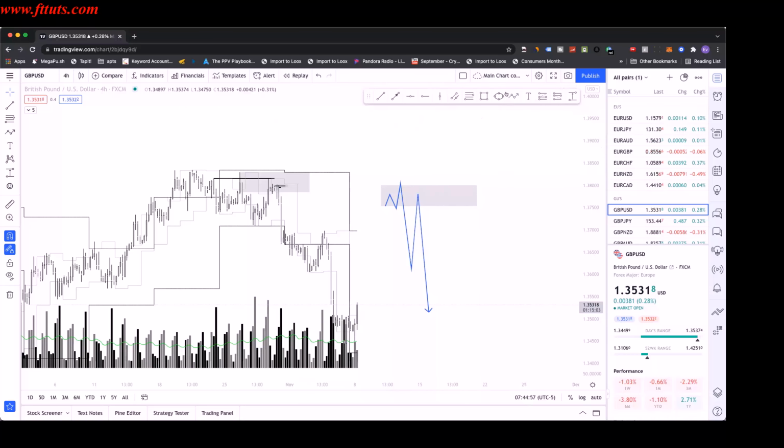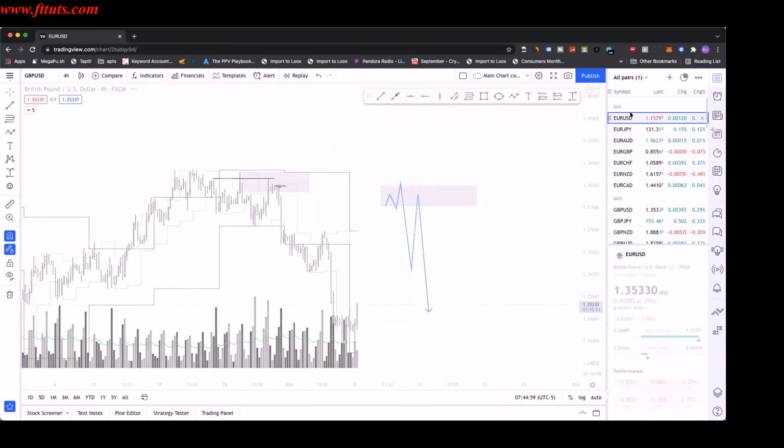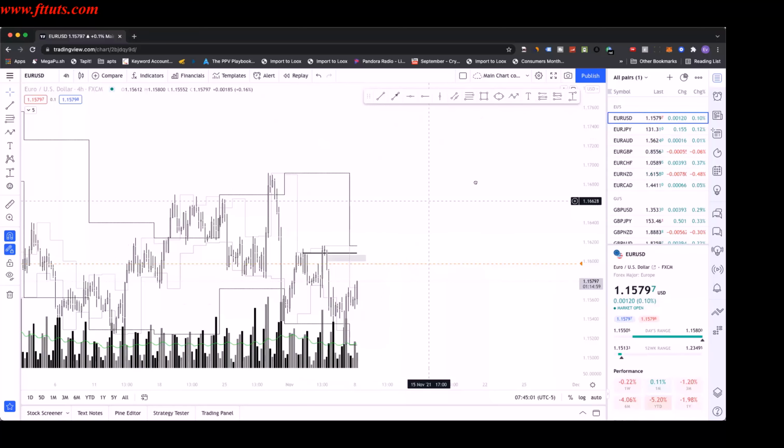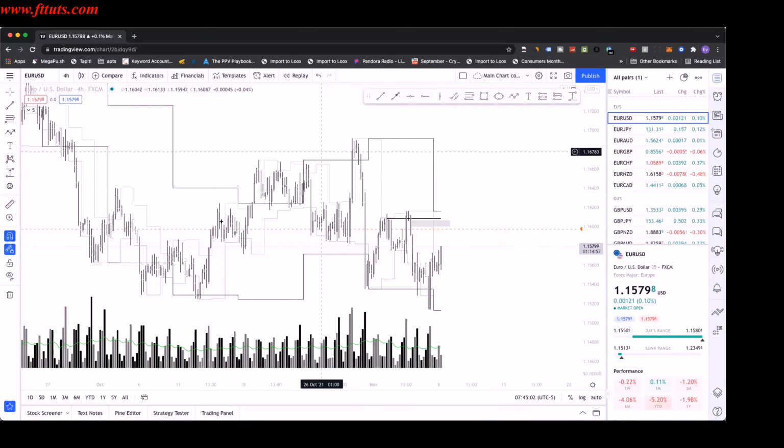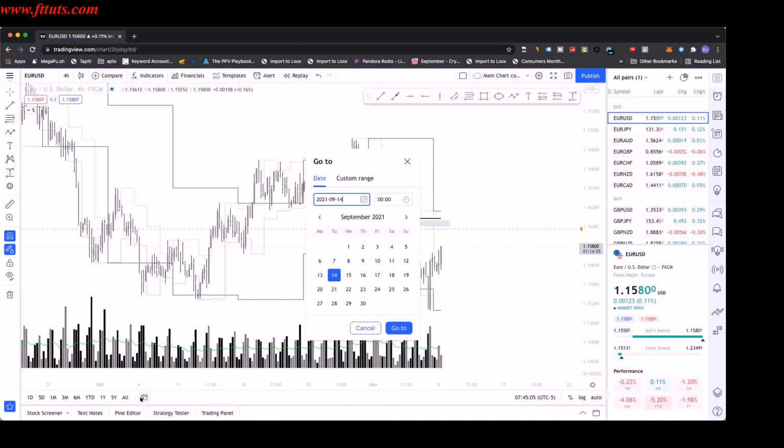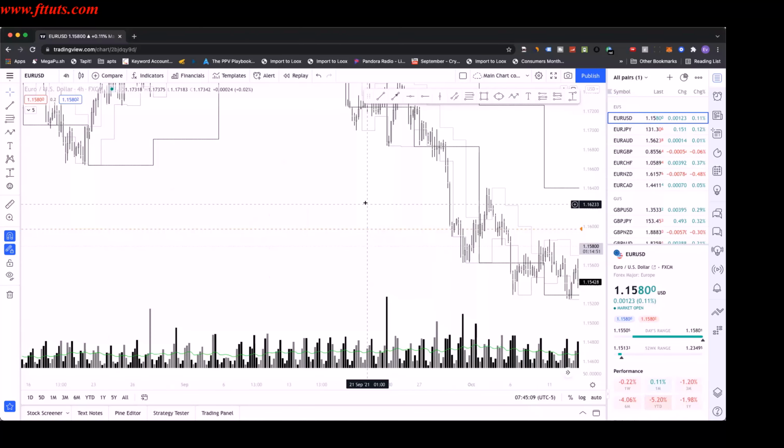Okay. Let's look at another pair. If we're not doing QMs, we stick to, and this was an example that I went over last night.